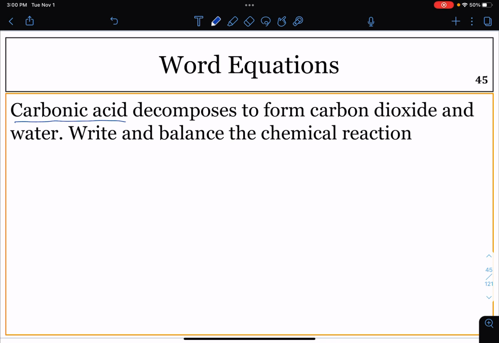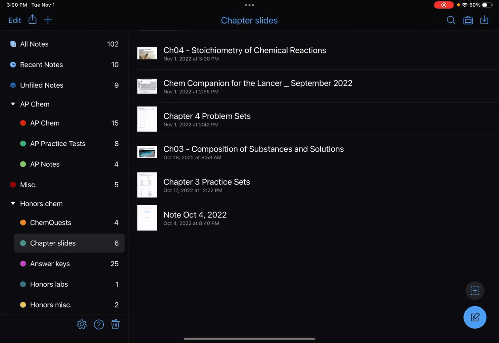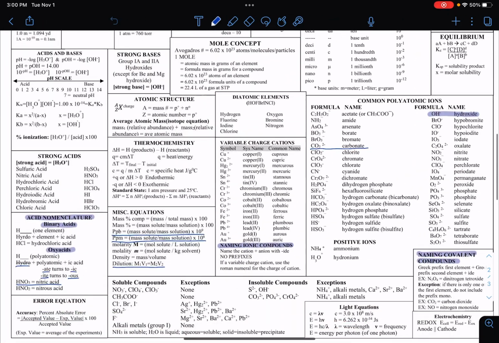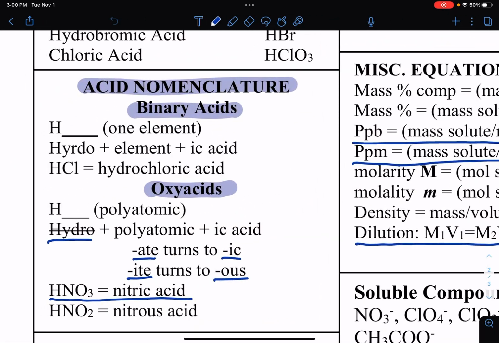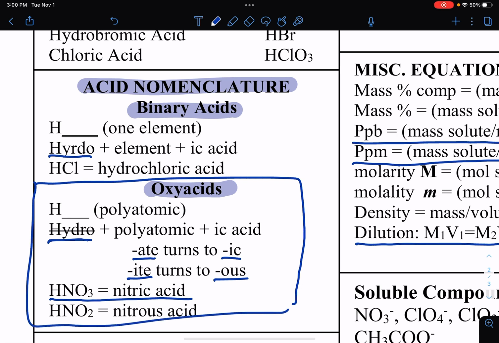So if you're looking at carbonic acid here, we can see that because we don't have a hydro prefix in the acid, so you can see some acids have the hydro prefix, others do not. Because we don't have a hydro prefix, we know that carbonic acid comes from a polyatomic ion. Now let's move backwards through all of this.